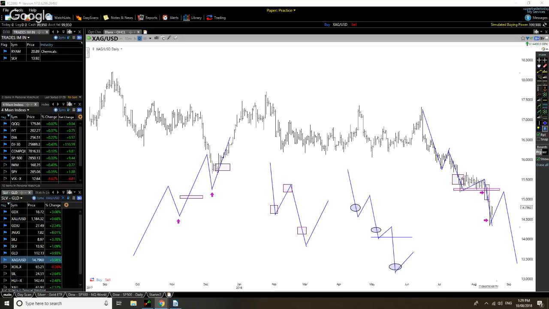Three to seven periods is usually one direction before pullbacks. Sometimes it's a lot longer, sometimes it's a lot shorter. You just have to gauge it with the market.